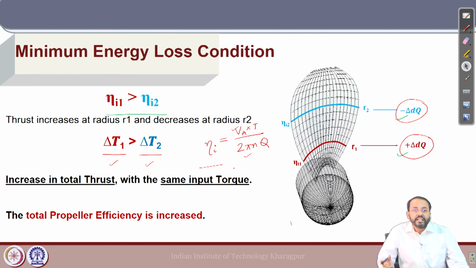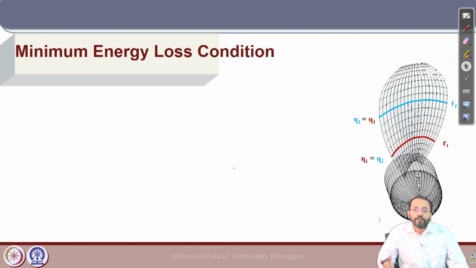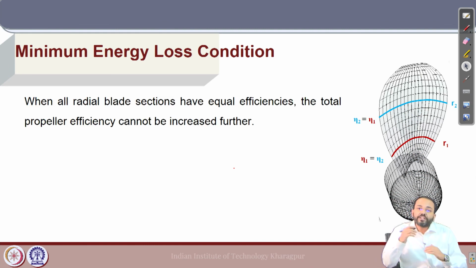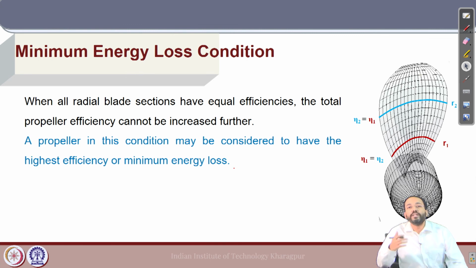Now, what do we understand from this? Whenever two blade sections have different efficiency, we can modify the sectional characteristics, the pitch distribution, in such a way that the thrust will increase but the torque will remain the same, so that the final efficiency will increase. So, we can continue doing this exercise till all the sections have the same efficiency.